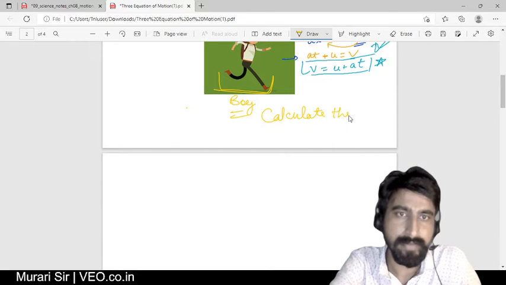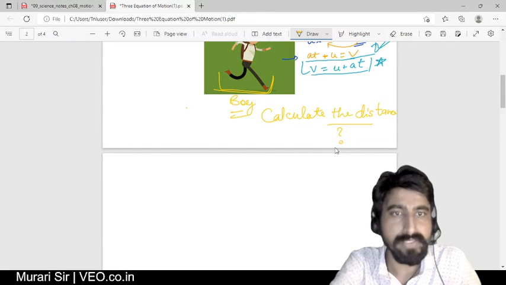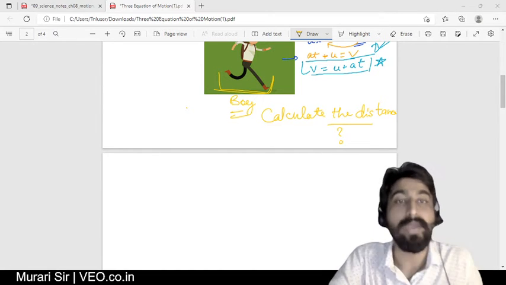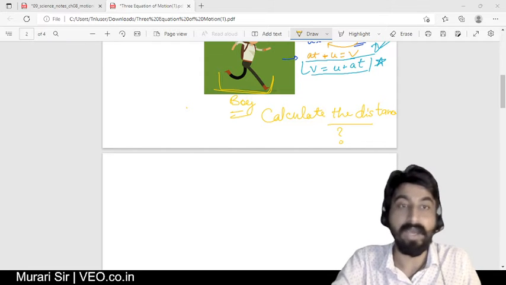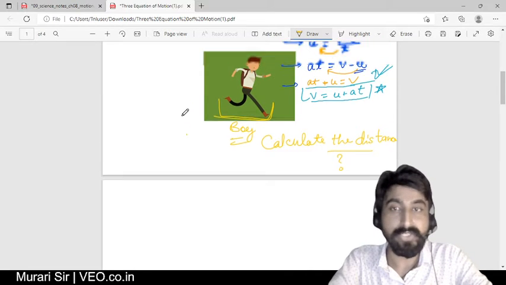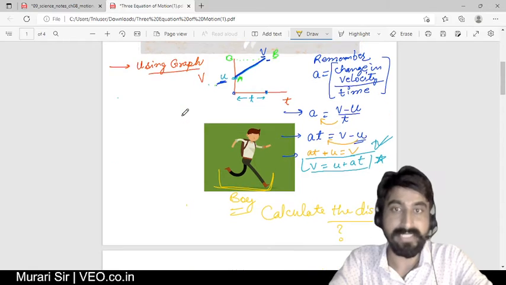Calculate the distance. How much distance was covered by this boy? So if we have to calculate that, how will we do it? Let's continue with the same graph. I will use this same graph. I will draw it again.